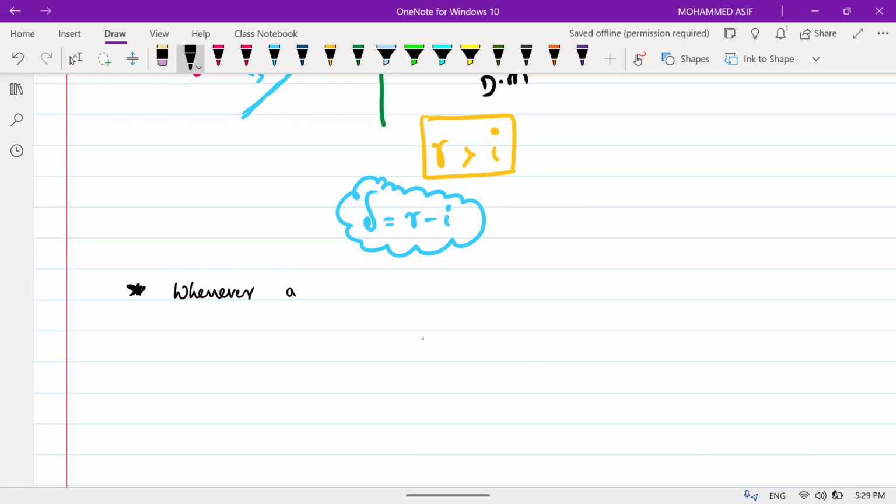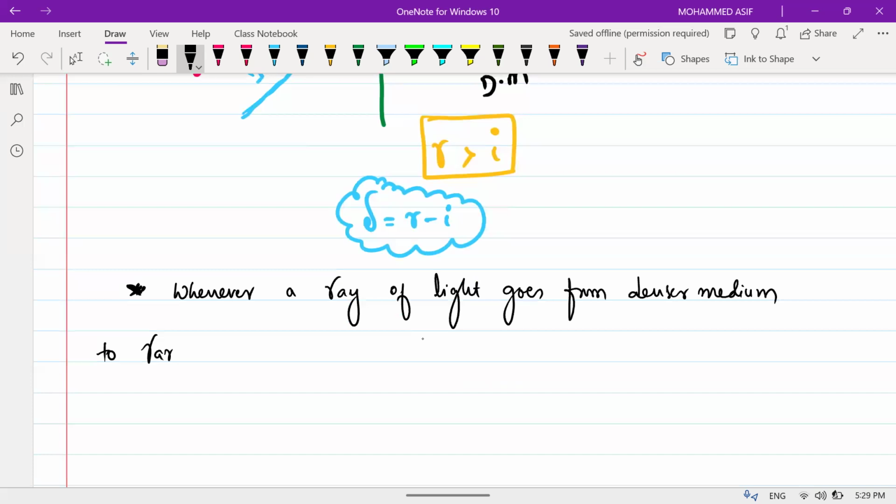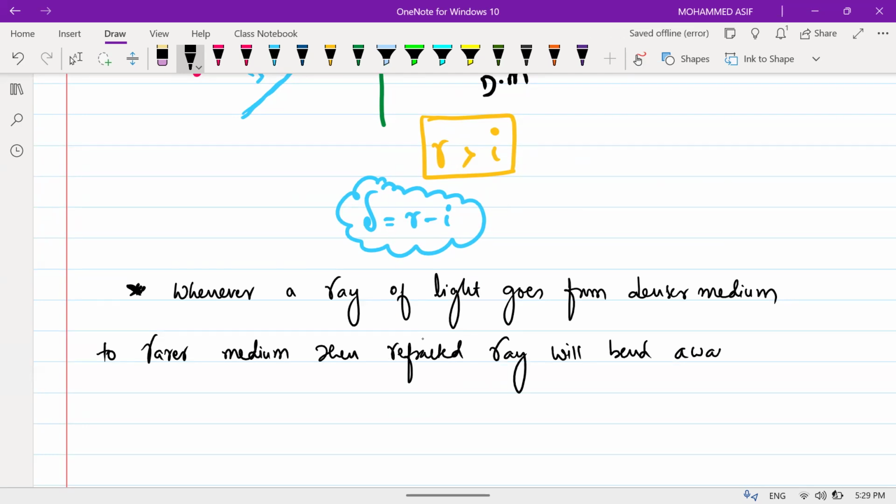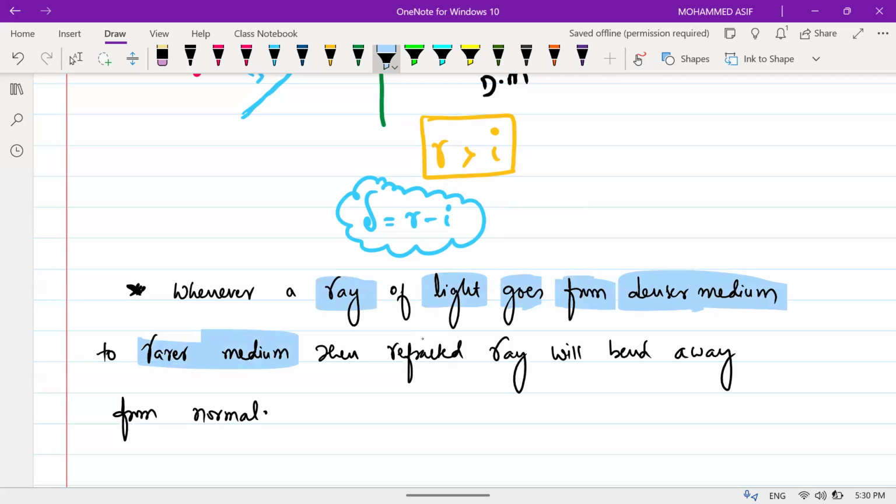Whenever a ray of light goes from denser medium to rarer medium, then the refracted ray will bend away from the normal. It will bend away from your normal. Am I clear?